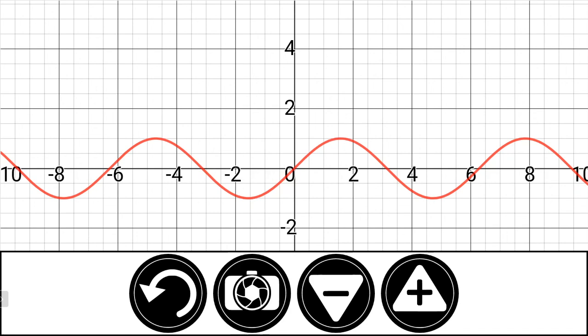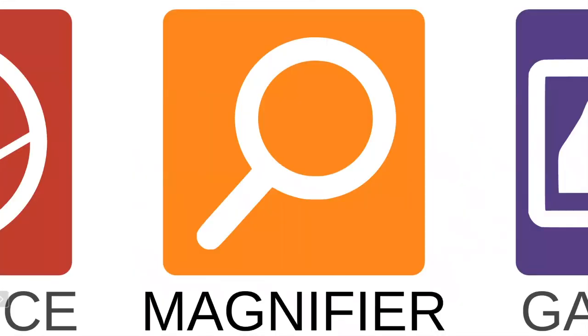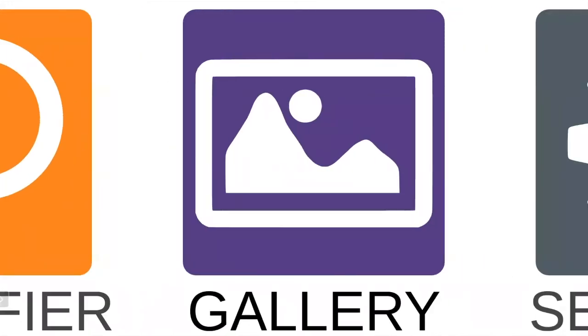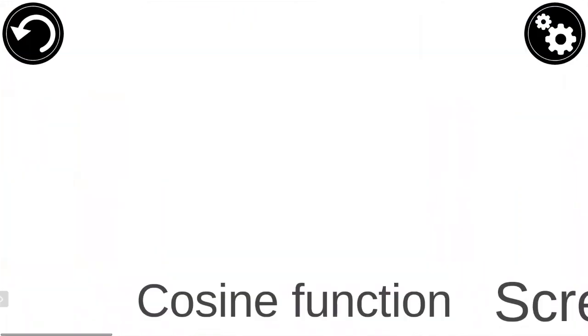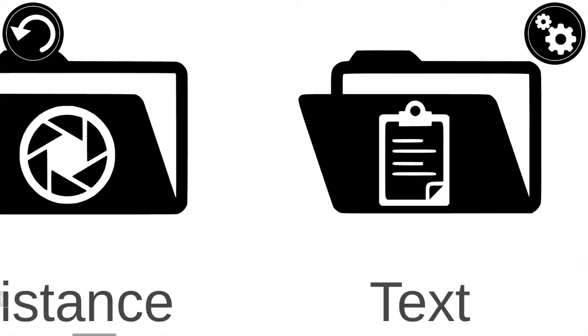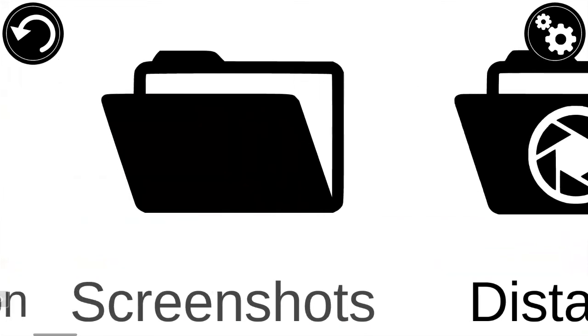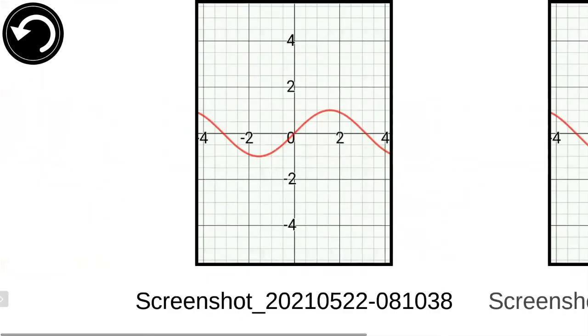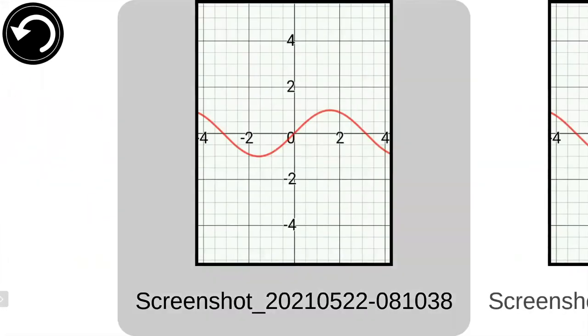Let's go see. Go back to the main menu or the main carousel, tap on gallery, and the screenshot folder will be on your left, right beside the distance folder. Here is the graph that we've captured.